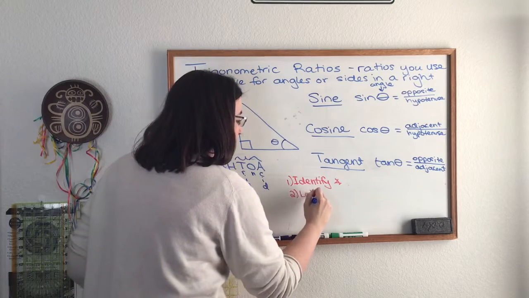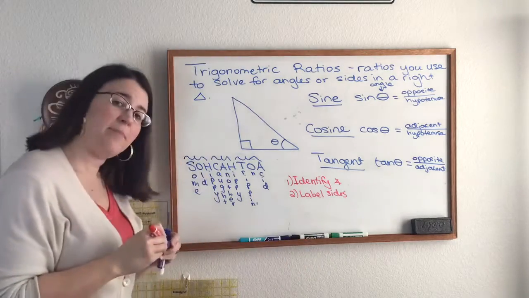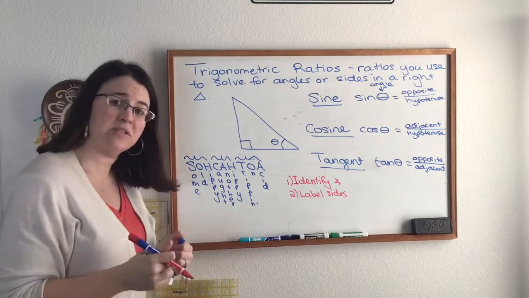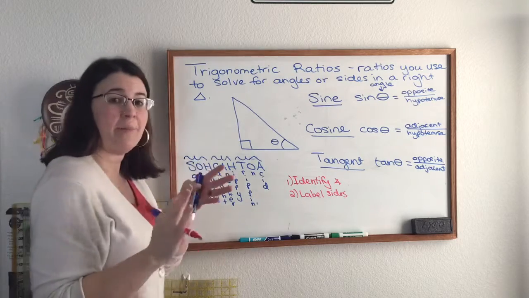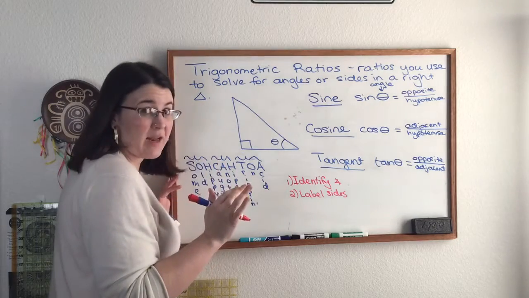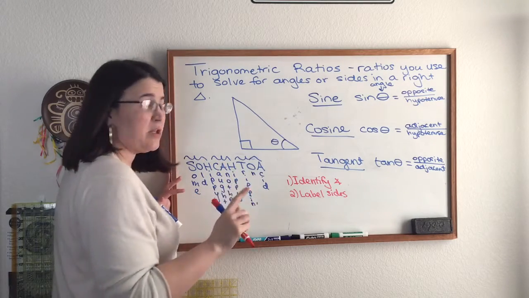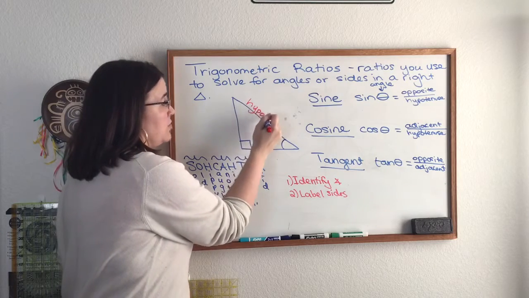Then you go ahead and label your sides. All right, so I always start with the hypotenuse because the hypotenuse is the hypotenuse is the hypotenuse. The hypotenuse doesn't change based on the angle, but the opposite and the adjacent will. So hypotenuse is always the longest side of the triangle, or if you're not sure which side is longest, it's always opposite the 90. So this right here is our hypotenuse.